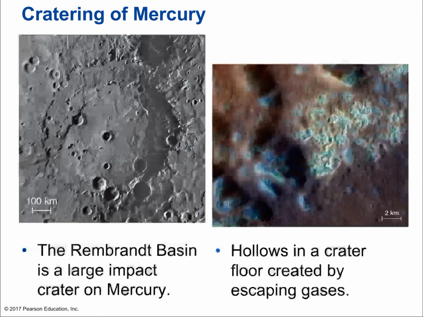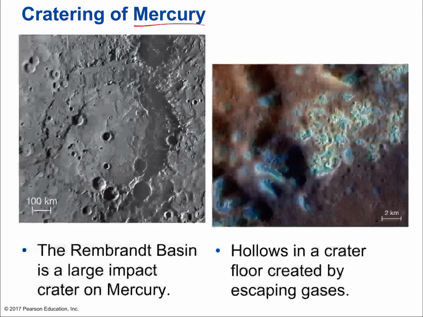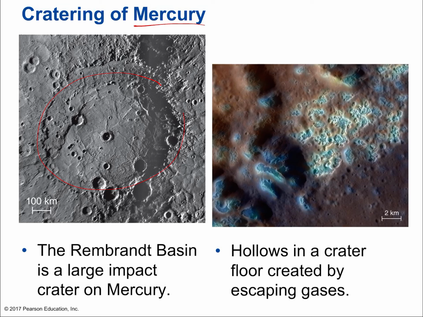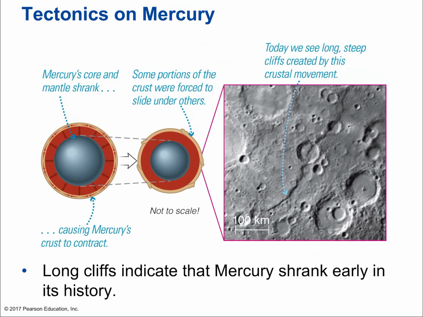All right, here we have a spot on Mercury called the Rembrandt Basin, which is a large impact crater. You can see it, a huge one with smaller craters on top of it. The hollows in the crater floor were created by escaping gases. There's evidence of escaping gases, which we can see in a different colored image showing non-visible light. Furthermore, there's interesting tectonics on Mercury.